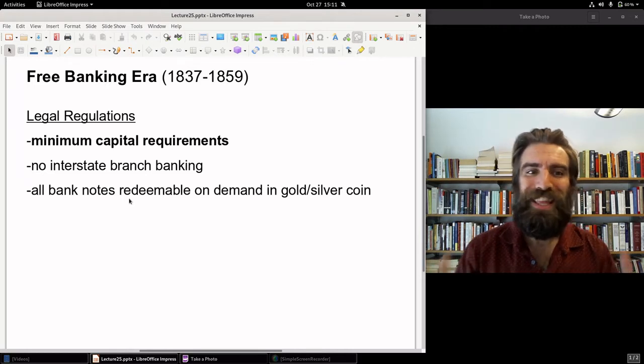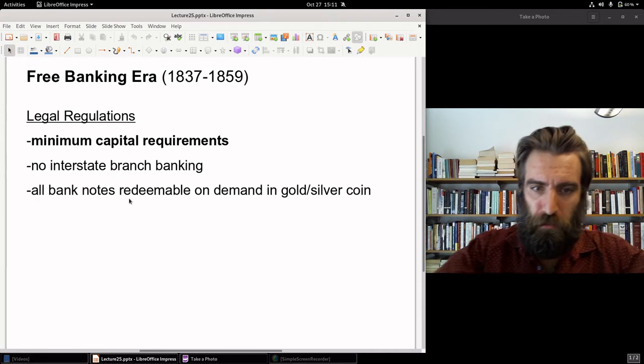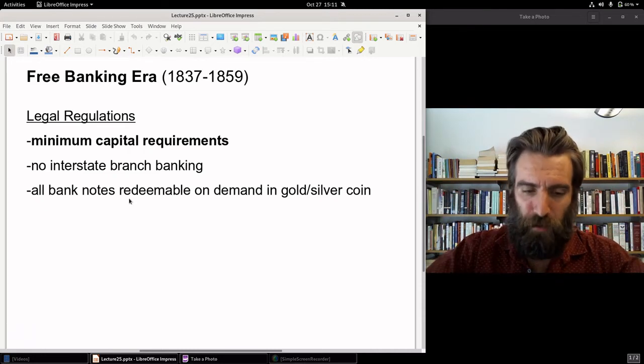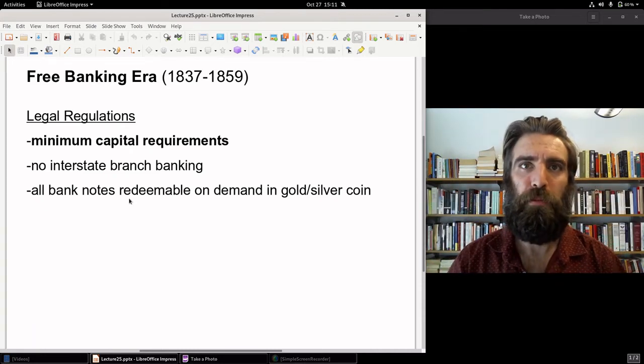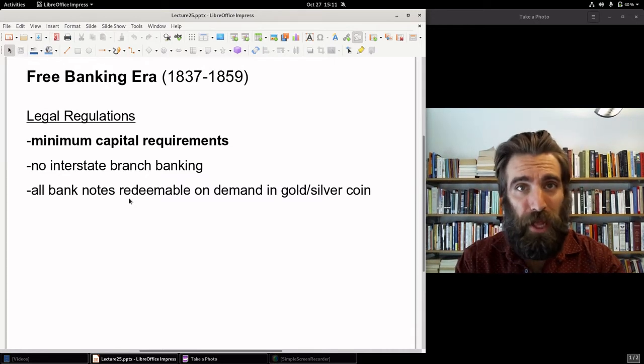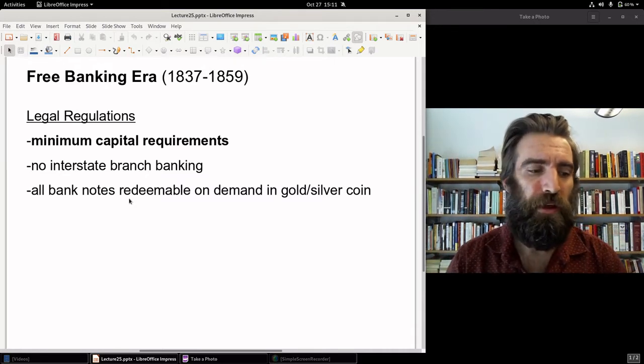But in theory, you're not really going to have that. There's some minimum capital requirements. You have to have some sort of real base of money to operate on. And then if you meet that requirement, then you are free to go ahead.